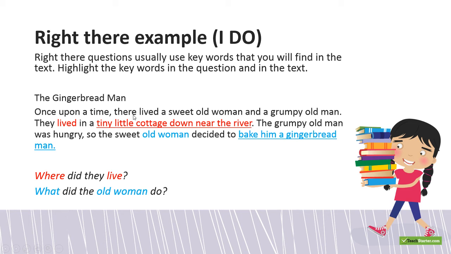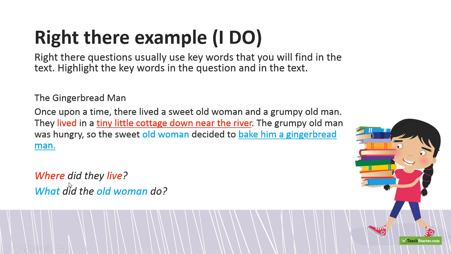Once upon a time, there lived a sweet old woman and a grumpy old man. Lived. Lived is like live. Does that tell me where, though? No, it does not. So I continue reading. They lived in a tiny little cottage down near the river. There's lived again. I found a key word. Does it tell me where? They lived in a tiny little cottage down near the river. I found it and I can point to it. So yes, there is my right there answer.